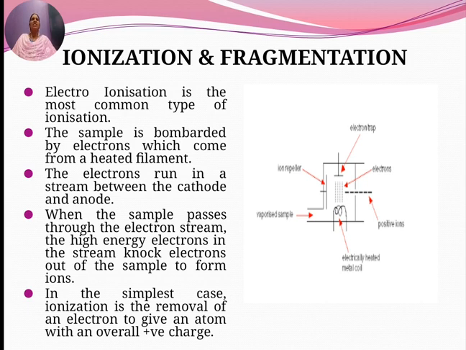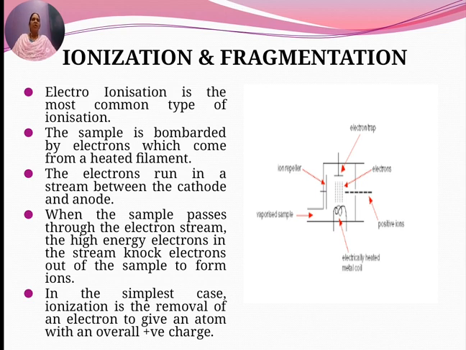In the simplest case, ionization is nothing but the removal of an electron to give an atom with an overall positive charge. So you have the vaporized sample, the sample in the gaseous state, and you allow it to pass through an electron beam. The electron beam bombards the sample, the high energy electrons in the stream knock electrons out of it, and the sample changes into ionic form.